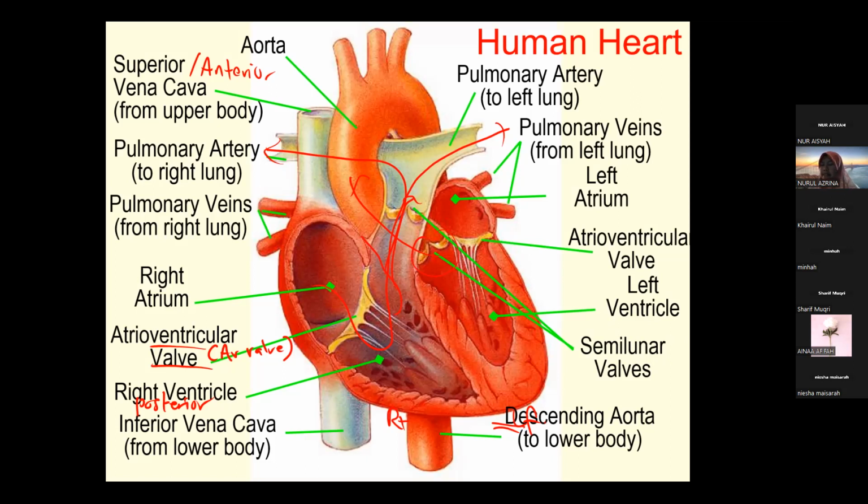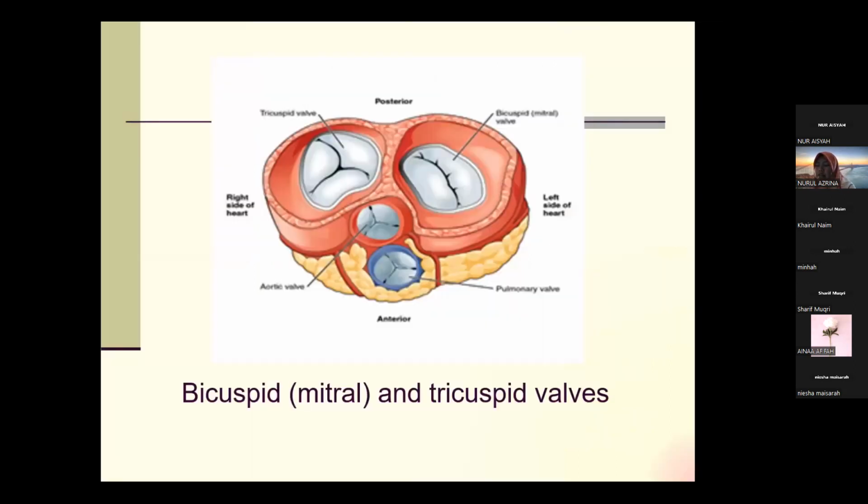Another name of the atrioventricular valve: remember, atrioventricular valve is the general name for a valve between the atrium and the ventricle. That's why it is named the atrioventricular valve. Generally we call it the AV valve, but the specific names for the AV valve on the right side and the left side of the heart are different: bicuspid and tricuspid valve.